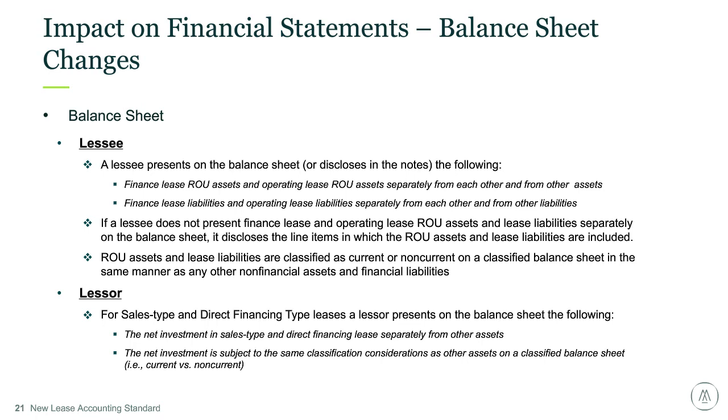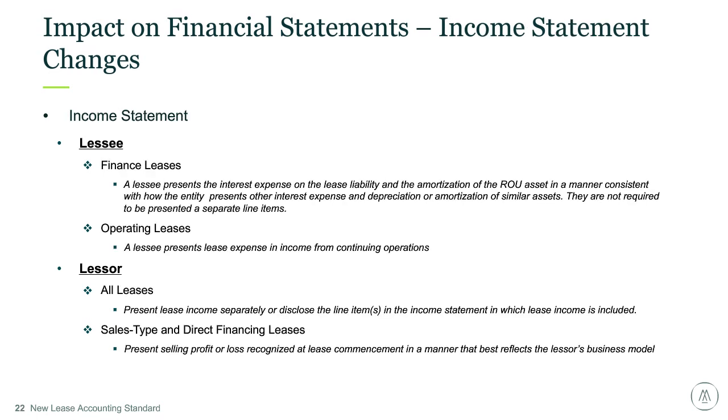So moving on to the impact on the income statement. In regards to the financial statement presentation on the income statement from the lessee perspective, for a finance lease, a lessee will present the interest expense on the lease liability and the amortization of the right-of-use asset in a manner consistent with how they present other interest expense and depreciation and amortization of similar assets. Furthermore, these are not required to be presented as separate line items.